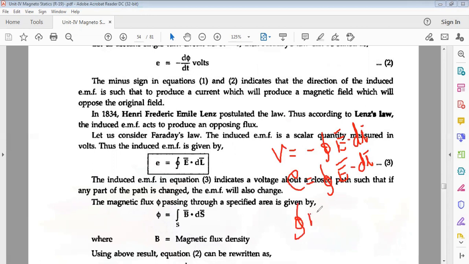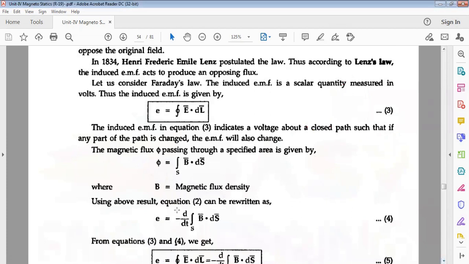So the integral of E bar dot dl bar is equal to the induced EMF, which is minus d phi by dt. What is the phi here? The integral of B bar dot ds bar. From the Gauss law of a magnetic field, the magnetic flux phi through the specified area is given by phi equal to the integral of B bar dot ds bar.